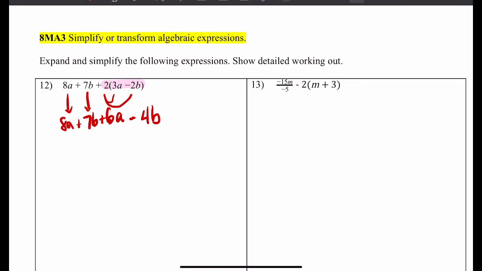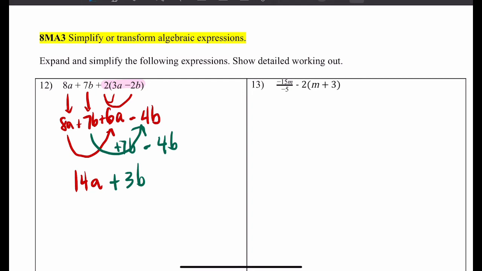Now, what are like terms? 8a and 6a. So that is 14a. And then, let's use another color, green. Positive 7b minus 4b is positive 3b. You always need to make sure you look at the sign, okay? So this is the answer.